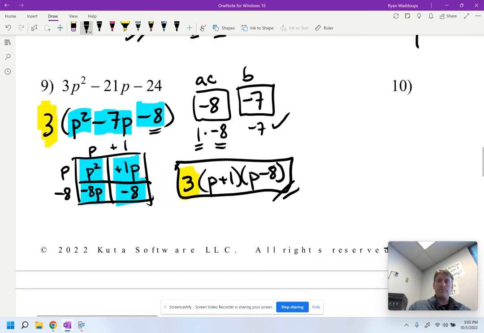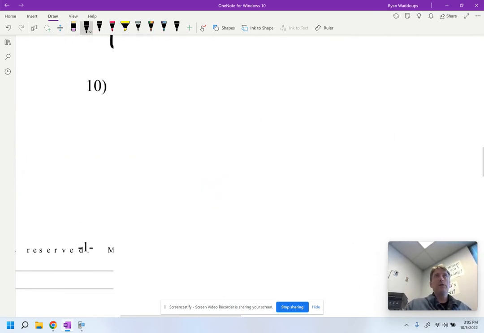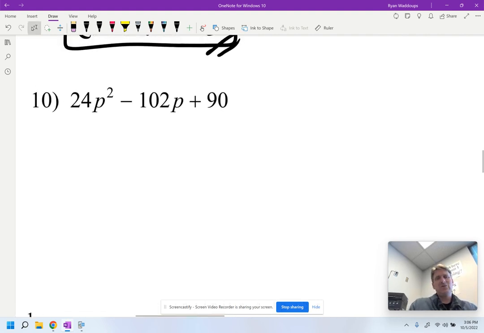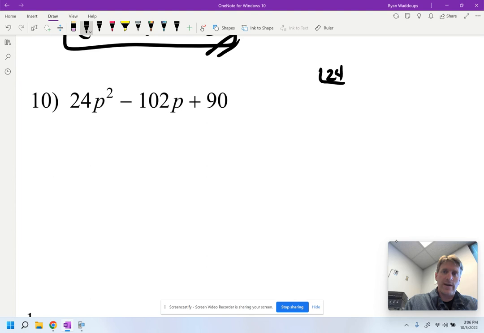Okay, 10. So on number 10, once again, we want to check to see for our greatest common factor. So 24, I'm going to do this our other way. We would break it down into the prime factors. 2 into 24, 12. 2 into 12, 6. 2 into 6, 3.